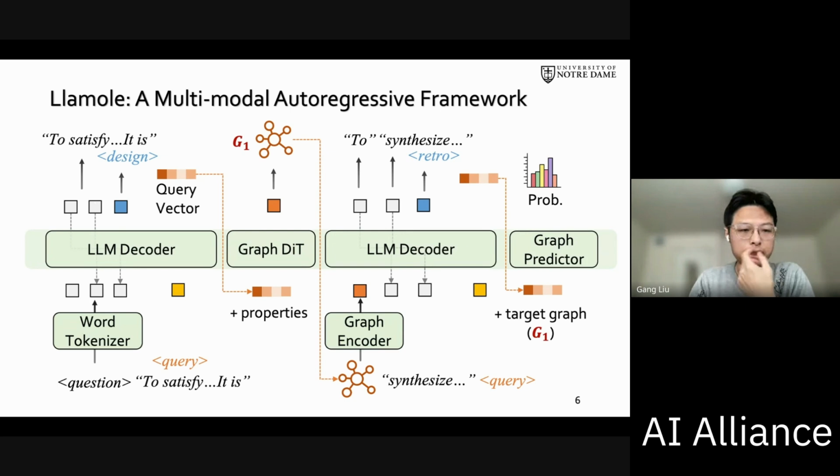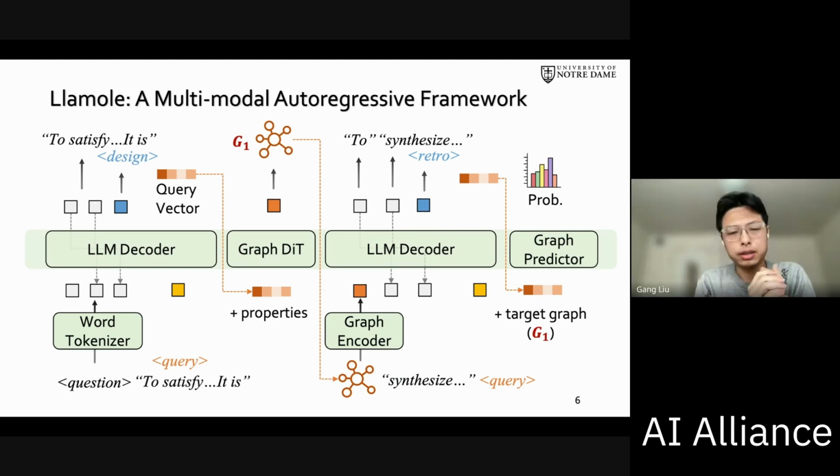Query vector is like the last layer of the graph large language model decoder, so it's a vector. So graph DIT can take inputs of two parts. One is the property. Property is like a vector. Each element is the property value. For the categorical property, it could be 0 or 1. For the continuous property, it could be any number in the space, regression space. So basically, graph DIT takes inputs of two vectors. Okay, and then designs the molecule.